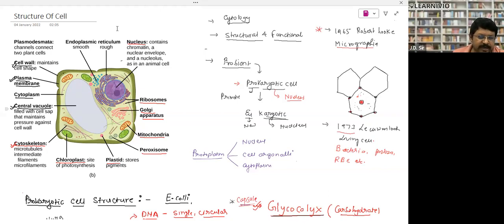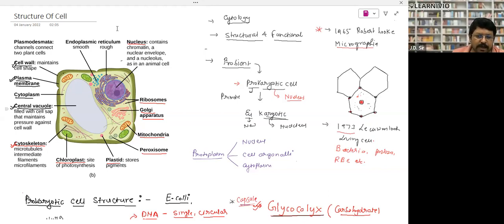Then cytoskeleton, then chloroplast. There are some plastids, peroxisomes. We'll discuss what they are. Mitochondria generate energy. Chloroplasts are found only in plant cell, not in animal cell. Plastids are in plant cell only, not in animal cell.